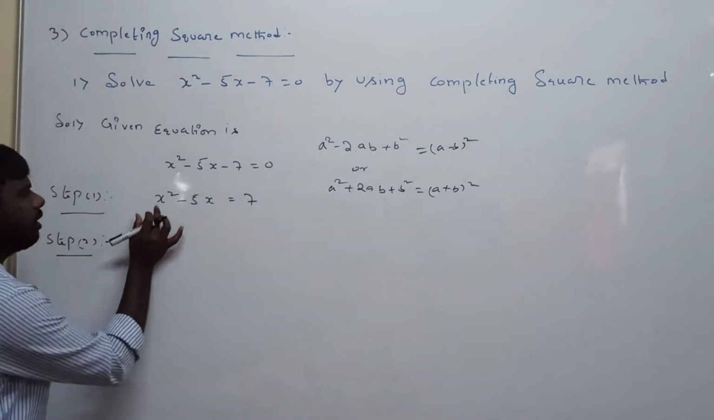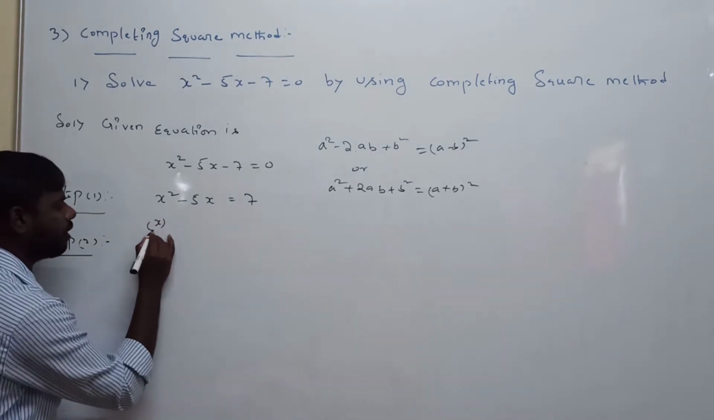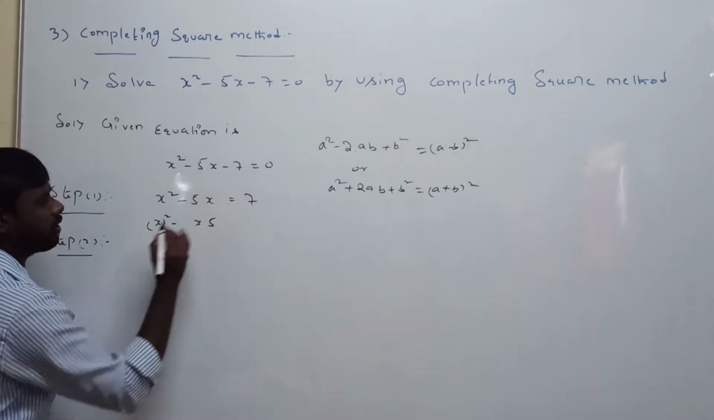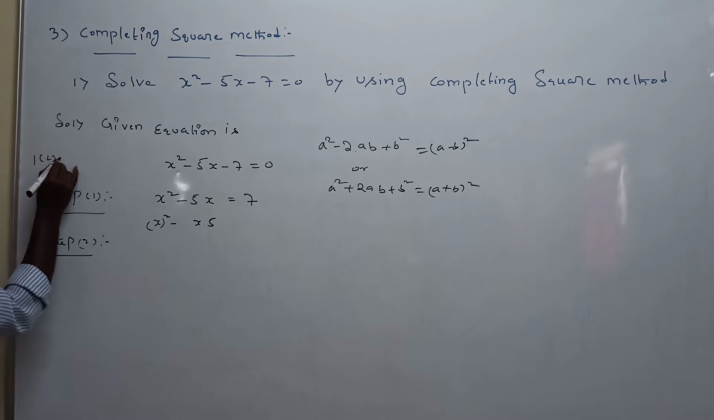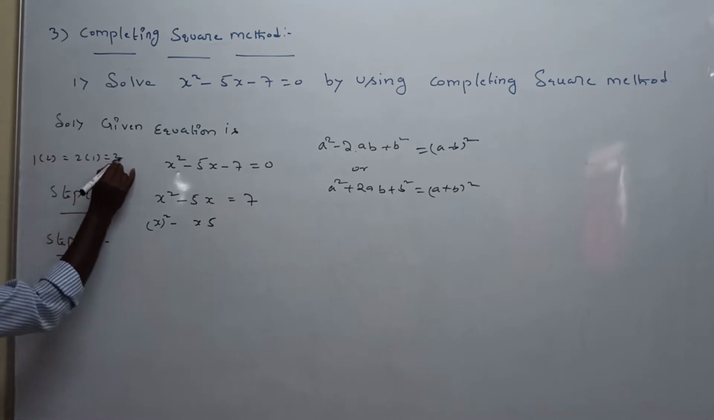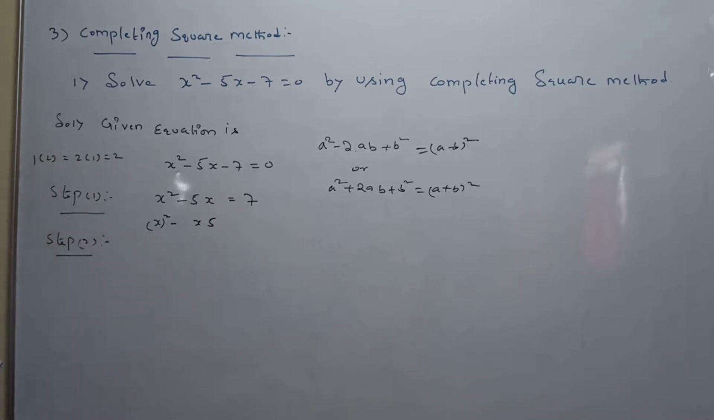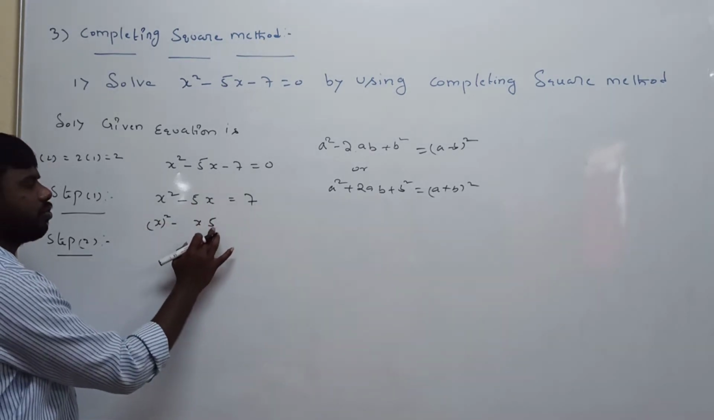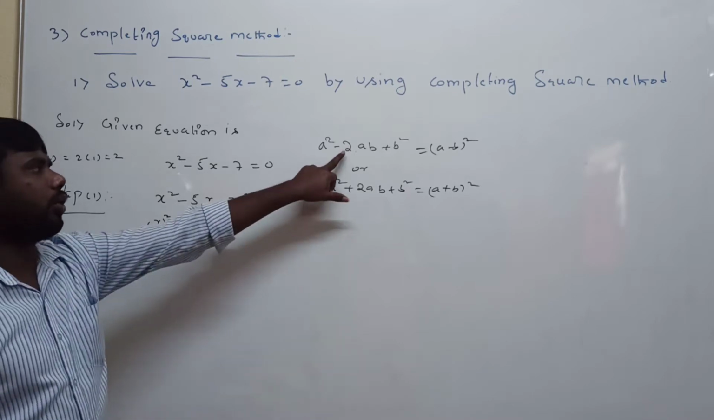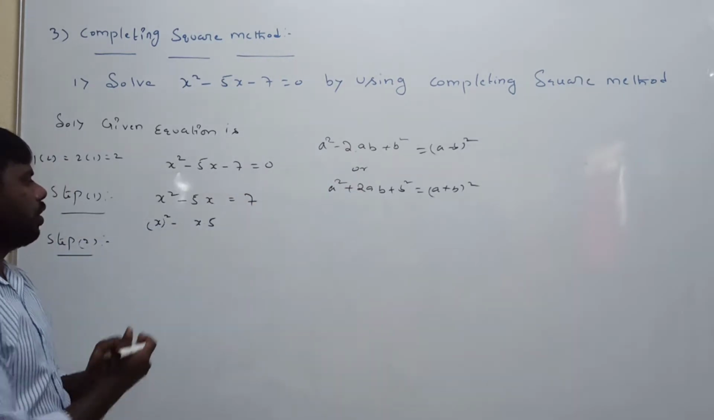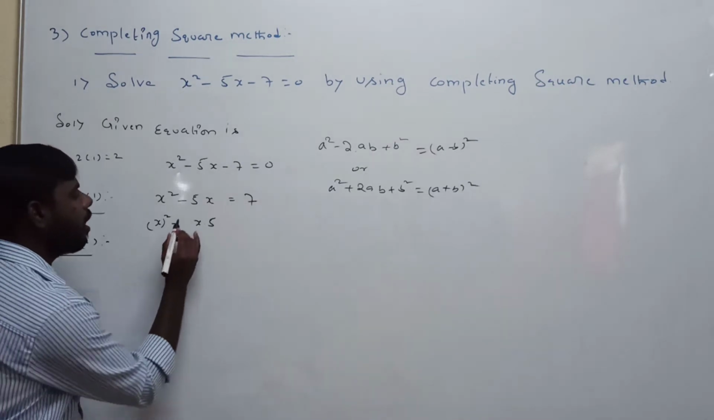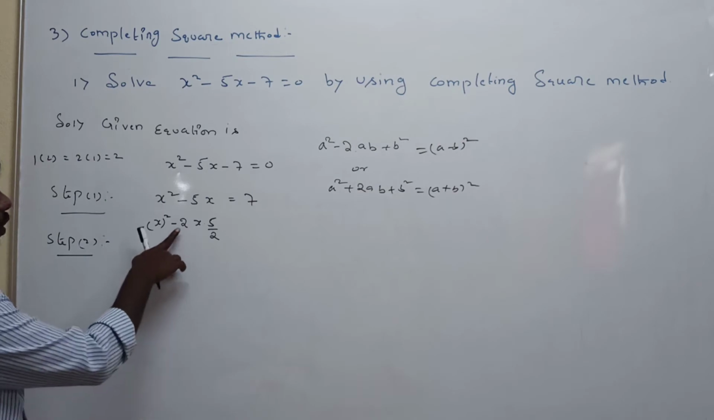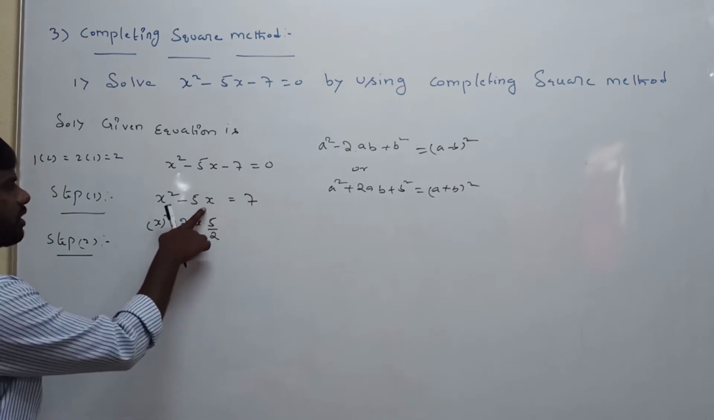Listen carefully. x square can be written as x square. 5 into x, 5x, or x into 5, both are the same, like 1 into 2 or 2 into 1. A into b and b into a are the same, so 5x can be written as x into 5. Why do we write this? Because we want the 2ab form, and here 2 is not there. So we multiply with 2 and divide with 2, and the 2 cancels; 5 into x is 5x.